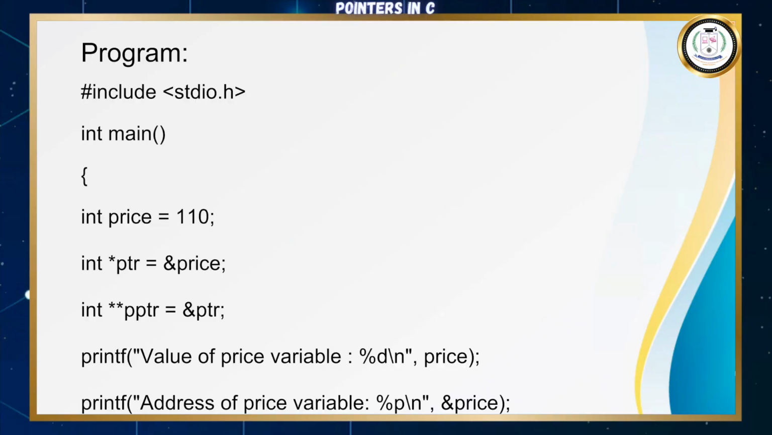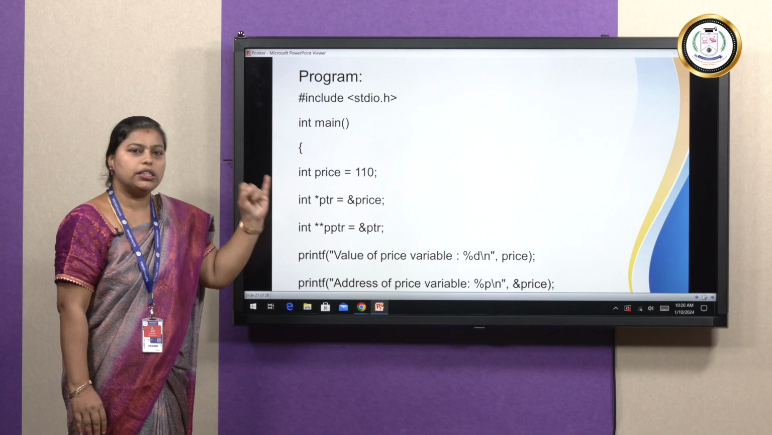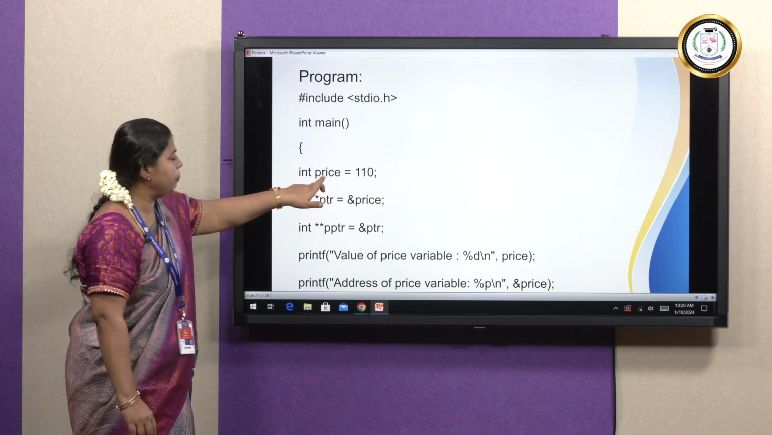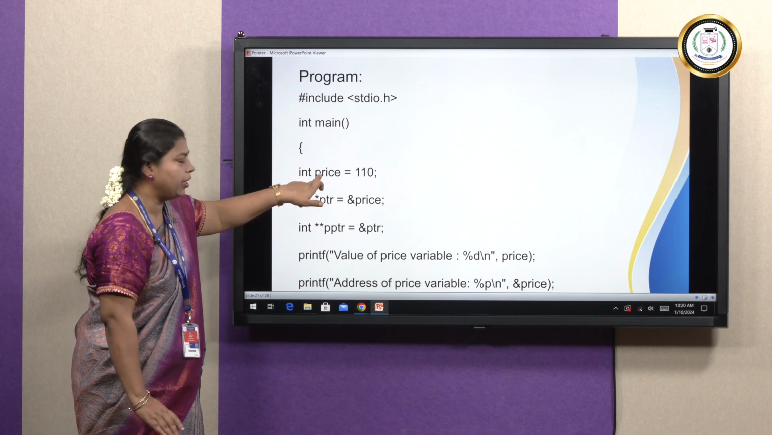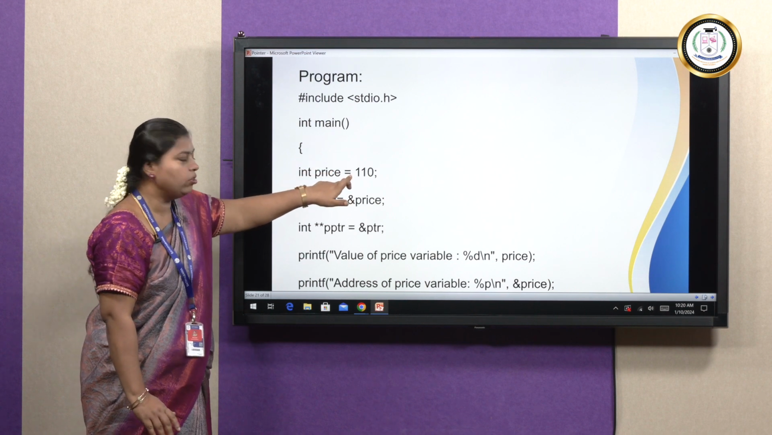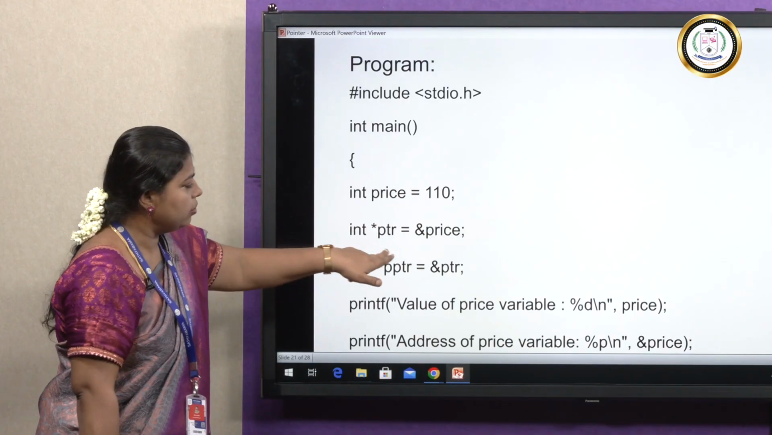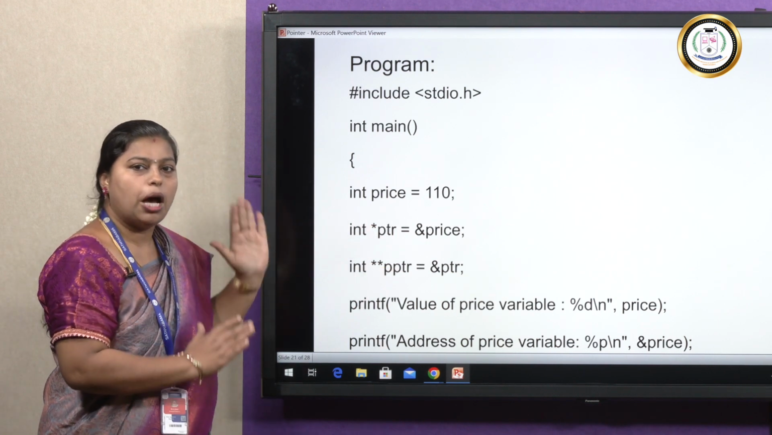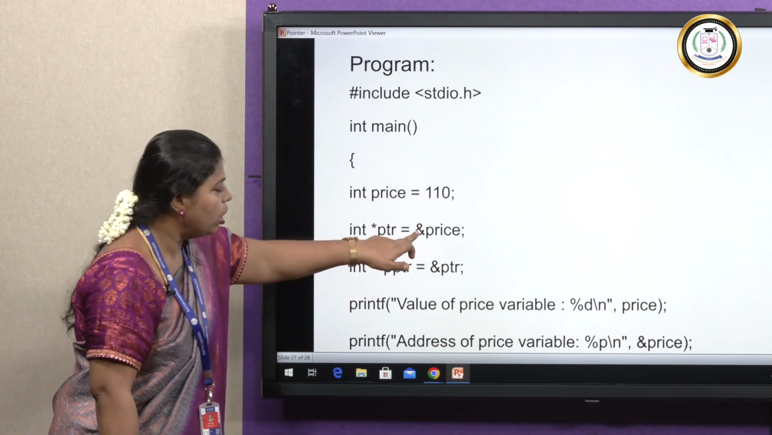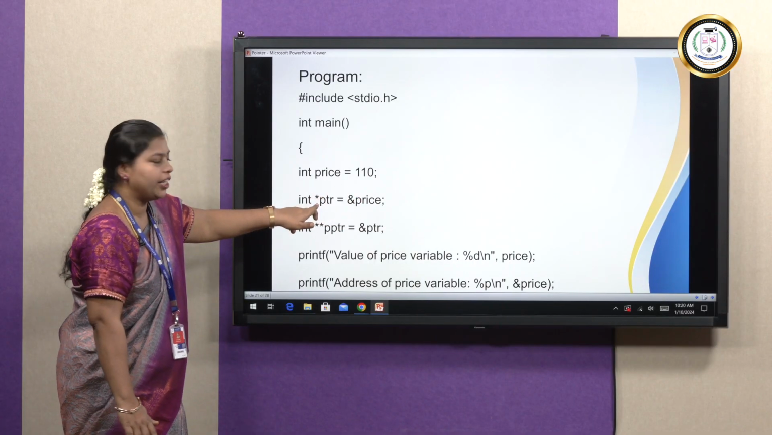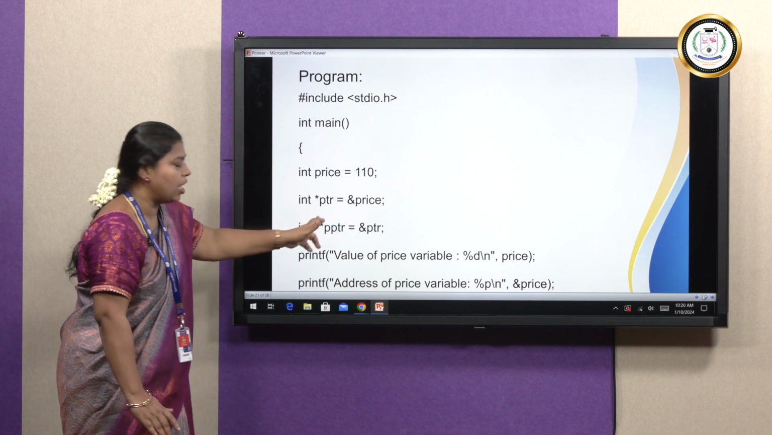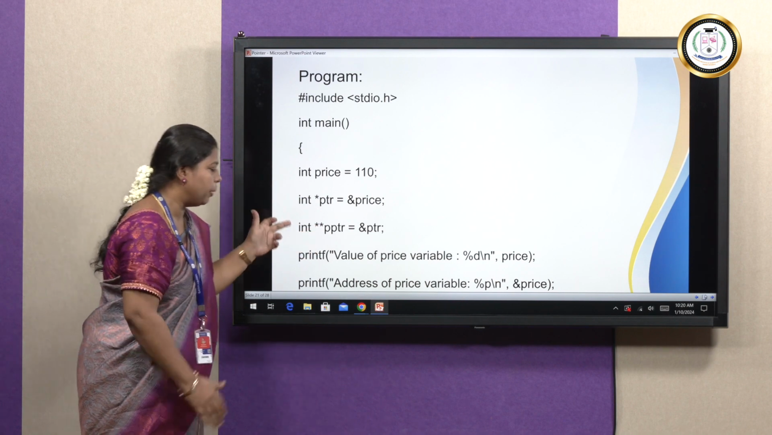So, a program for the double pointer. In this program, we have declared three variable names: one normal variable and two pointer variable names. The price is the normal variable name, and the value we have given is 1100. Then ptr is the pointer variable name and pptr is the double pointer variable name. The address of price will be assigned to the pointer variable, and the pointer variable's address will be assigned to the other pointer variable name.